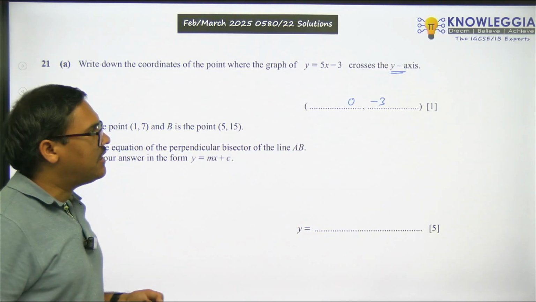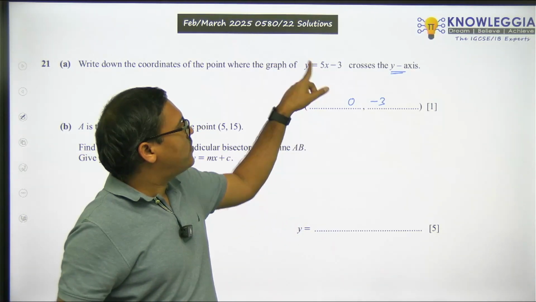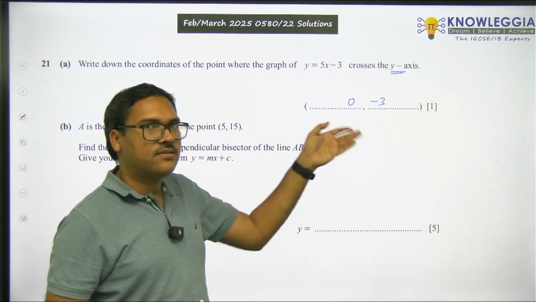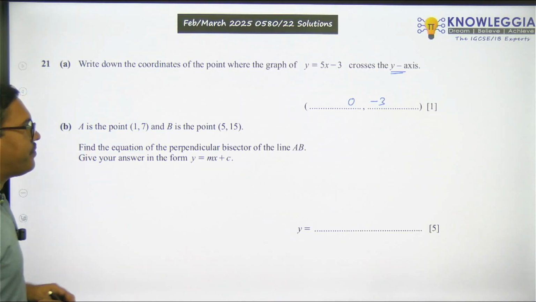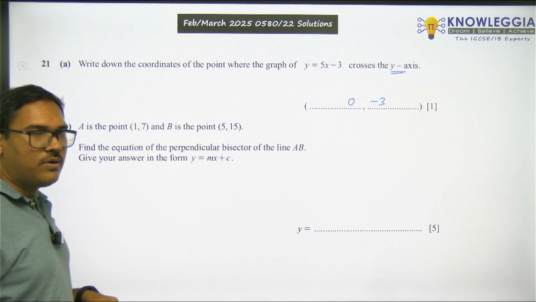Or just say if the line is crossing the y-axis, that means x will be 0. If I put x equal to 0, what is y? Y equal to minus 3. So what is the answer? 0 comma minus 3. Second, A is the point 1 comma 7, B is the point 5 comma 12.